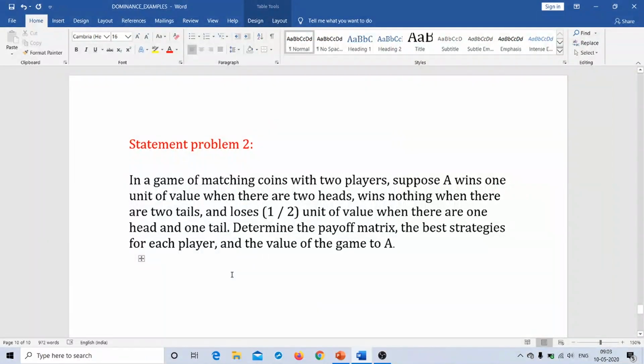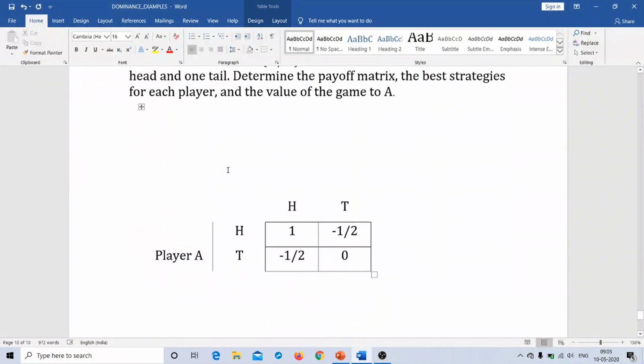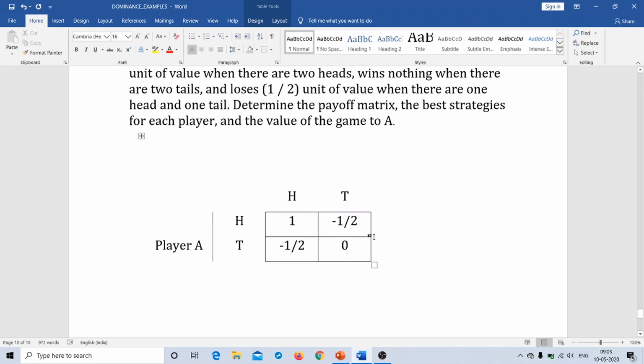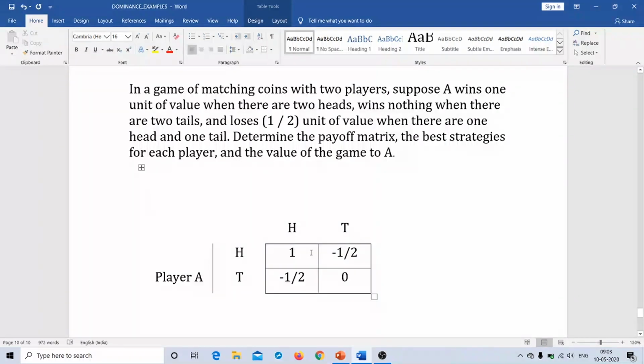So once I carefully understand this particular problem statement, I develop my payoff matrix. I have 2 players A and B. And of course this is player B, slightly missed out here. The columns are for player B. So what it says is A will win 1 unit when both are heads. So this is head and this is also head. So A will win, so it is 1.